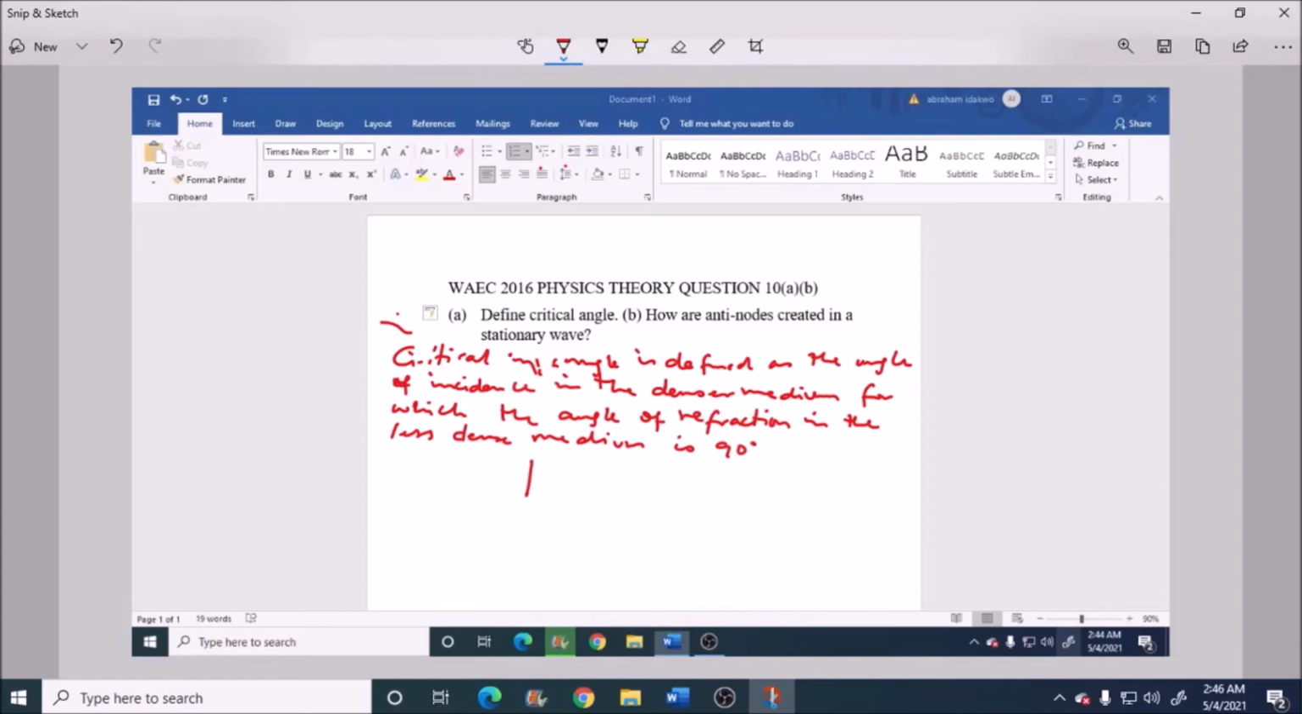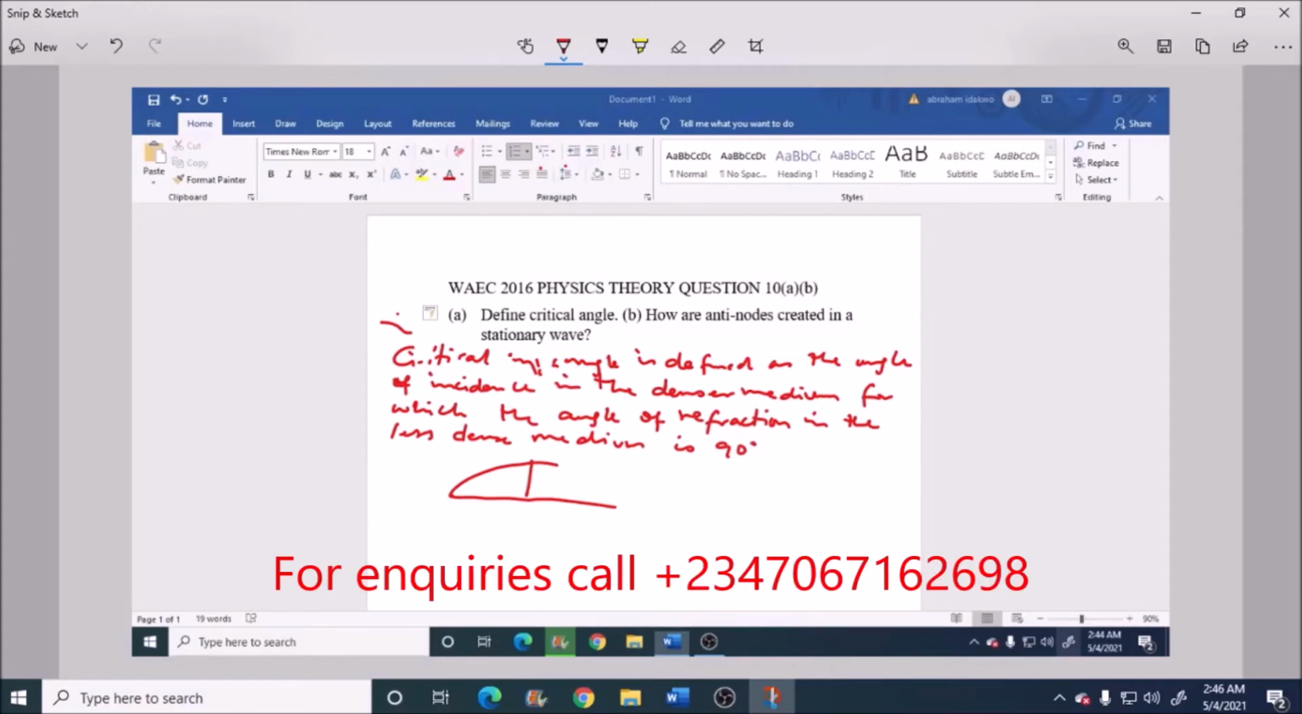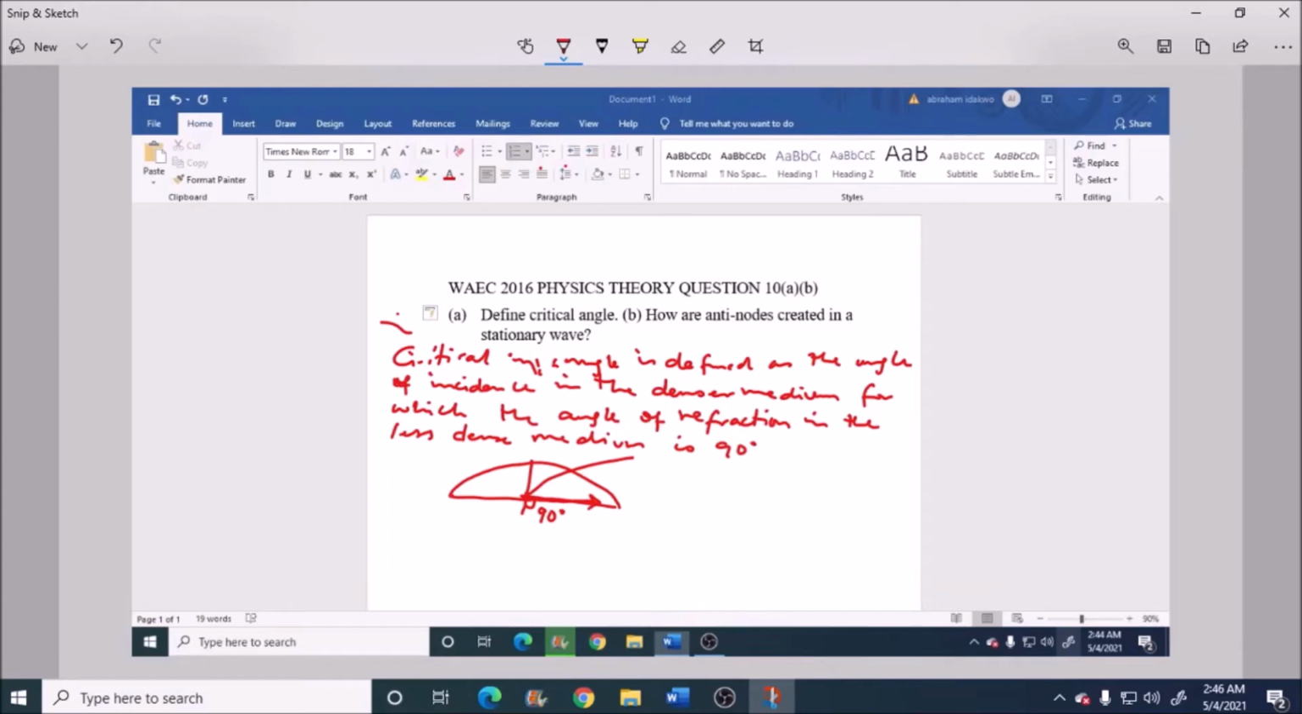Let's assume this is the diagram, and then here we have reflection. Now this is the angle of reflection, where the angle of refraction is 90 degrees. Okay, now this is this way. So this is the critical angle, where the angle of refraction in the less dense medium is 90 degrees.